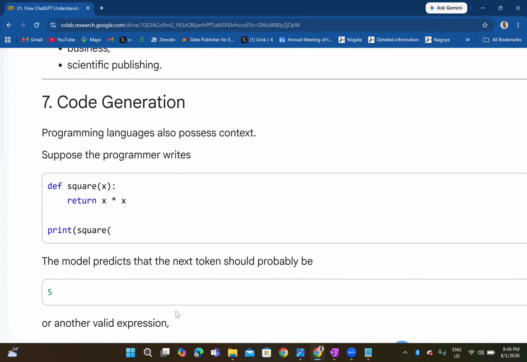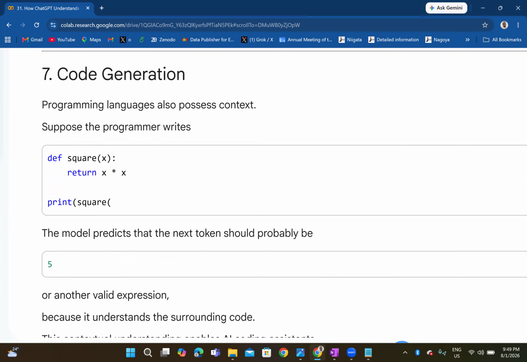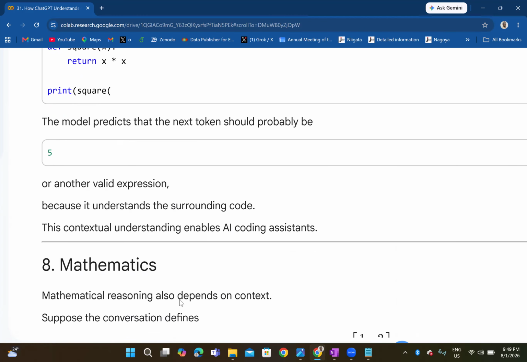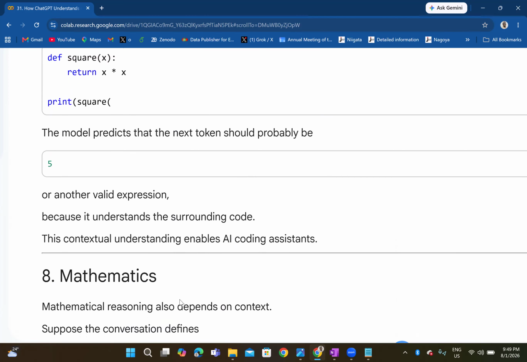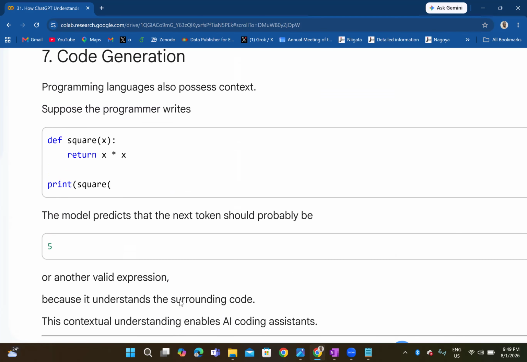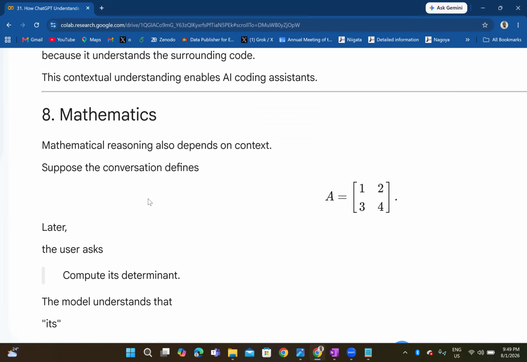Then for code generation, imagine programming languages also possess context, right? Suppose the programmer writes define the function square of x, return x multiplied by x, and print square. The model predicts that the next token should probably be 5 or another valid expression, because it understands the surrounding code. So contextual understanding enables AI coding assistance. That's why sometimes even when you are making mistakes, AI can correct because it understands the context.